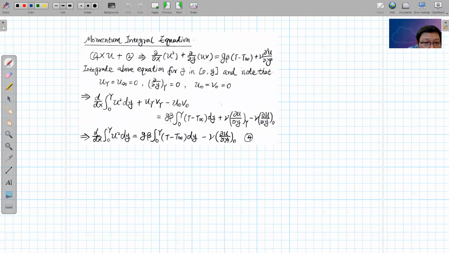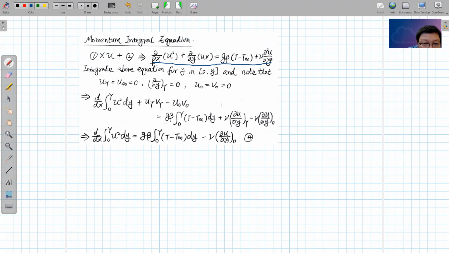So you're using 1 times u plus 2. This is the equation you got here. Then you integrate this equation in the y direction from 0 to y, and you notice that you have the following boundary conditions. At the y location, it will be free stream, so there's no u velocity, and there's no gradient in the y direction. And on the wall, u at y equal to 0 and v at y equal to 0 are both 0.